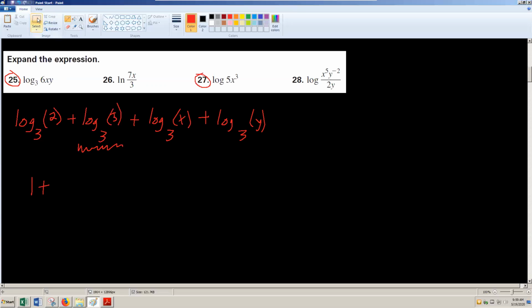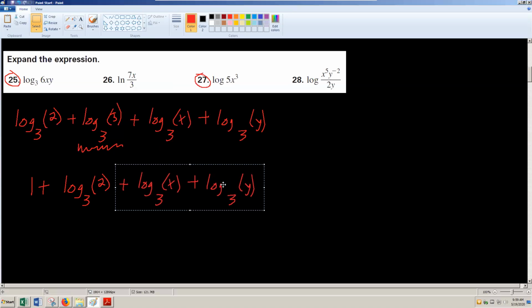So my log base, I'm feeling lazy, and it's not lazy, it's just clever, right? I mean, why copy this stuff when we can make the computer do it for us? So this would be my final answer here. So again, 6 being 2 times 3, and then times x times y. Here we go. This is fully expanded and simplified right here. Any questions on this one?